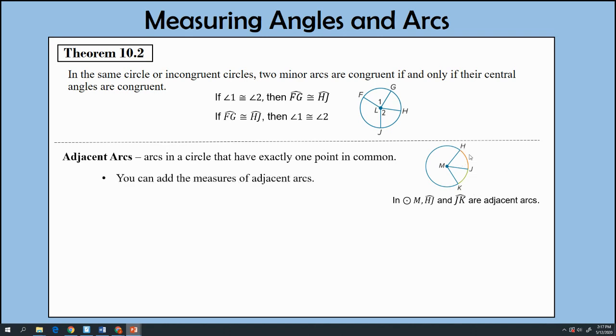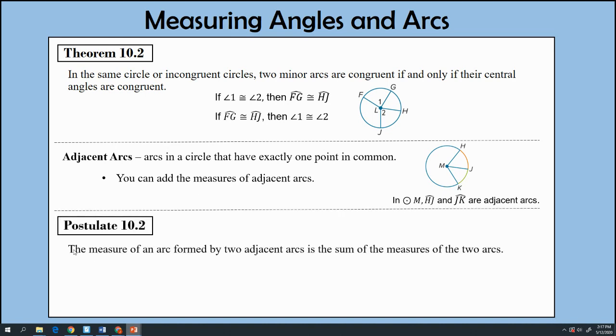And when you have adjacent arcs, we can add these measures together if we need to find the measure of, let's say, HK. And that's what this last postulate says. It says that the measure of an arc formed by two adjacent arcs is the sum of the measures of the arcs. Again, it's kind of common sense stuff, but we like to point it out.